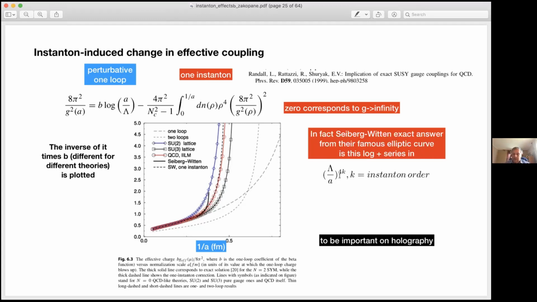So Lambda/A to the fourth is the one-instanton correction, then two-instanton corrections, et cetera. Eventually, all of these were calculated by Nikita Nekrasov. He explicitly calculated all the coefficients to all orders in k, and together, they made the same elliptic function as Seiberg-Witten obtained. Now here we can show how the coupling goes. The coupling slowly goes logarithmically, and then at the scale when the instantons become important, it jumps. And in several theories, they jump in the same way when plotted directly.